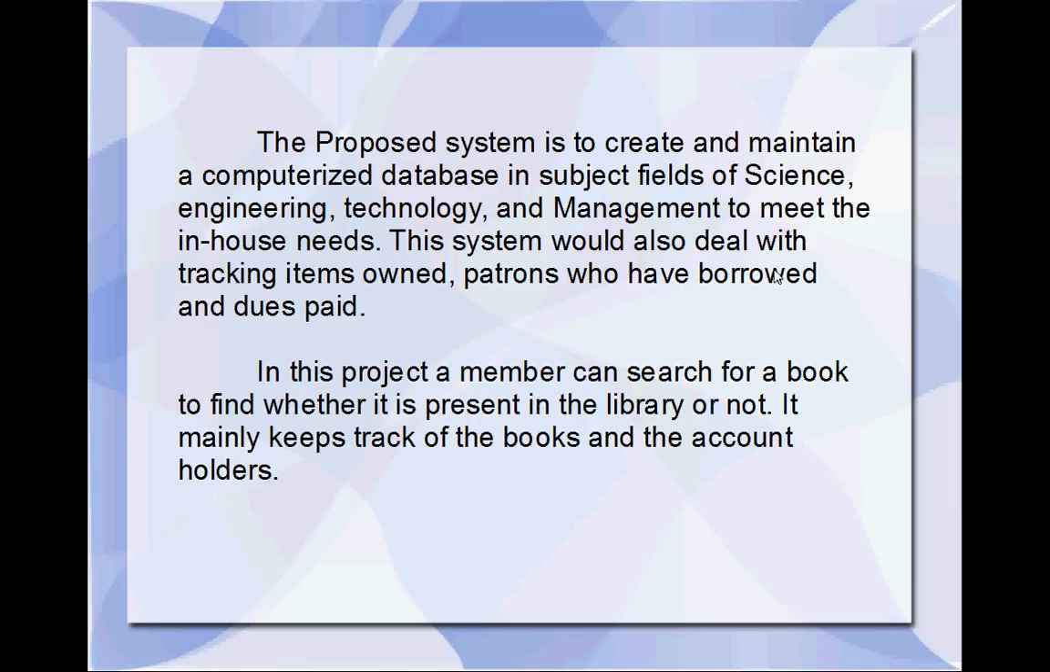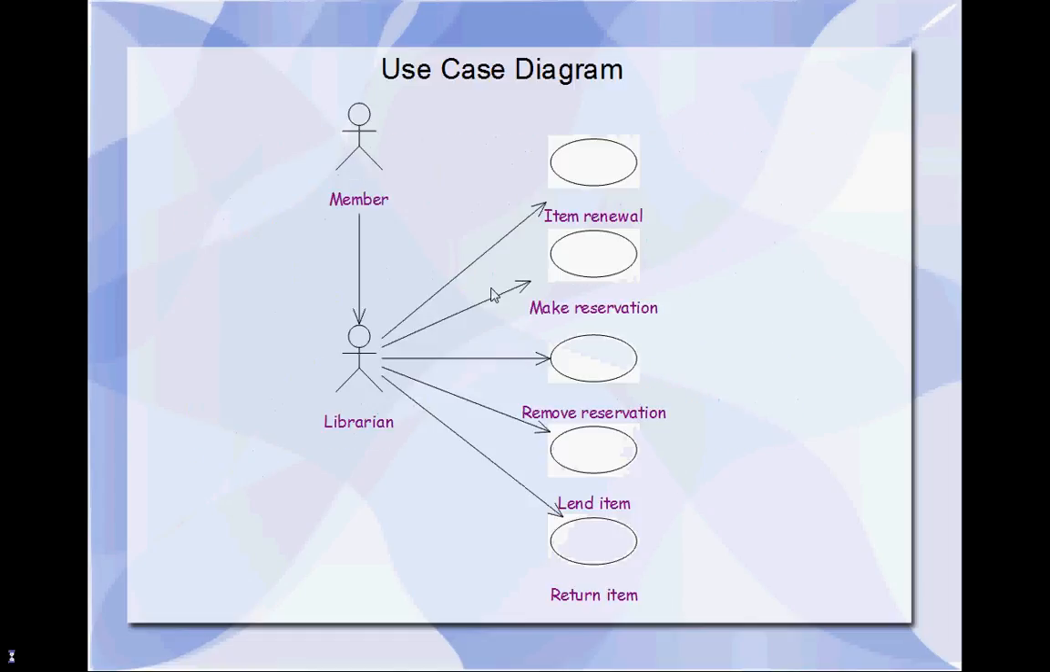This system would also deal with tracking items owned, patrons who borrowed and used them, and fines paid. In this project, a member can search for a book to find whether it is present in the library or not. It mainly keeps track of books and the account holders.